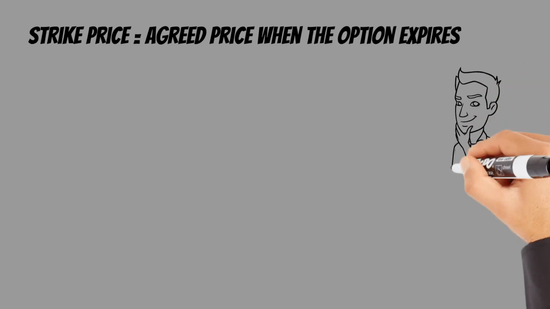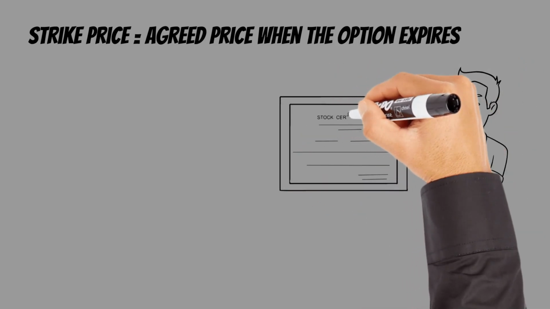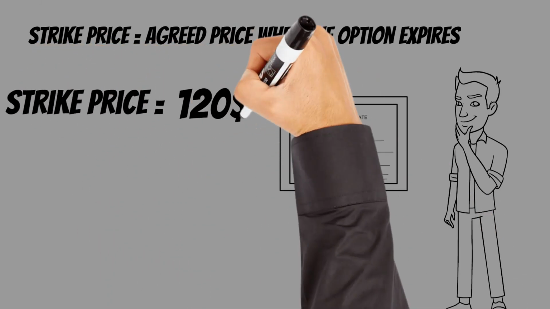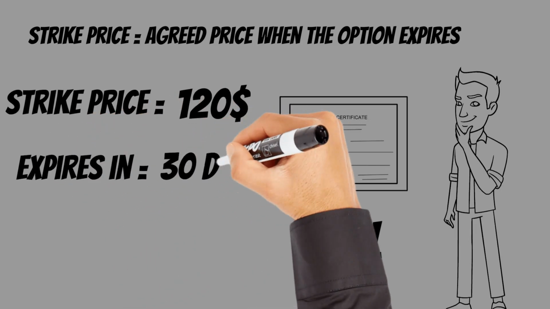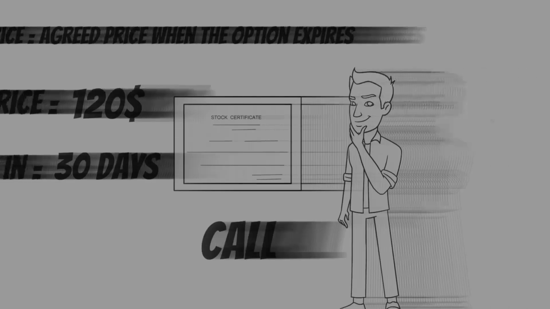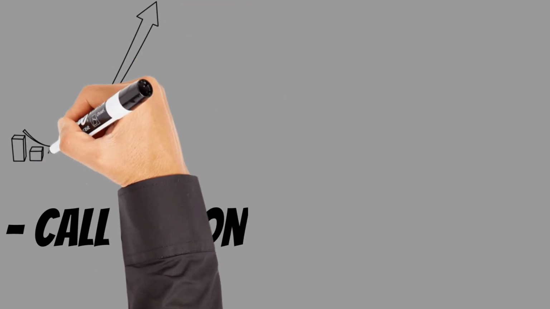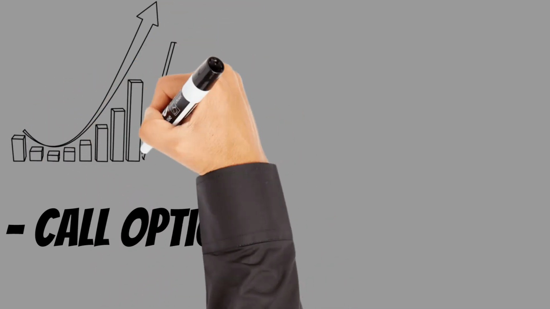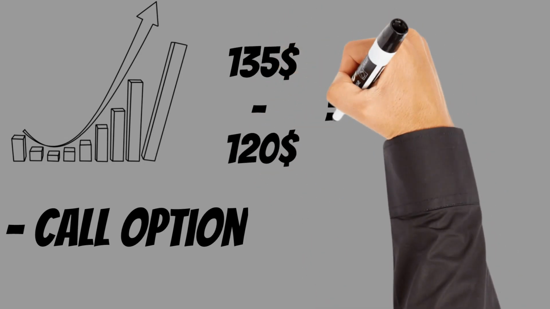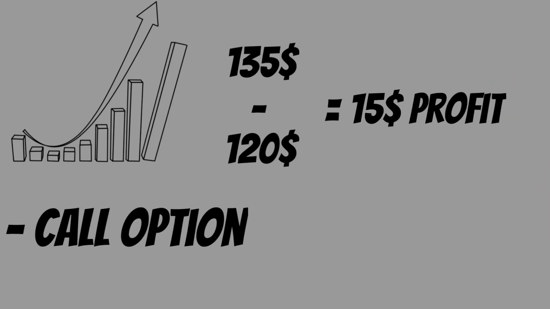Now, we got those out of the way, but in layman's terms, let's say you bought a call option. So, you are the option holder, and the strike price of this call option is $120, and it expires in 30 days. Owning this call option will allow you to purchase the asset at $120 anytime during the next 30 days, no matter where the asset goes. So, if the asset goes up to $135 within the next 30 days, then fortunately for you, you own a call option that allows you to buy the asset at $120, even though the asset is currently trading at $135.